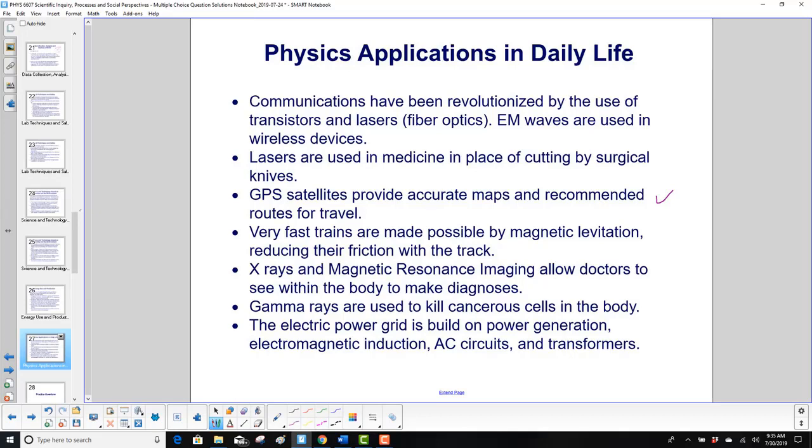Very fast trains, made possible by magnetic levitation, which will reduce their friction with the track. X-rays and magnetic resonance imaging, MRIs, allow doctors to see within the body to make diagnoses without cutting the body up. Gamma rays, which you typically view as horrible and dangerous, and they are, but they're also used in measured amounts to kill cancerous cells in the body. The electric power grid, the whole thing is built on power generation, electromagnetic induction, AC circuits, and transformers, and so much physics and so much engineering.